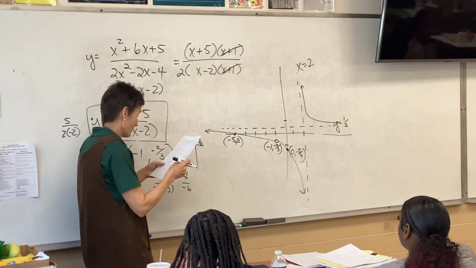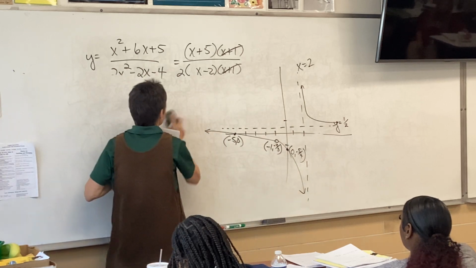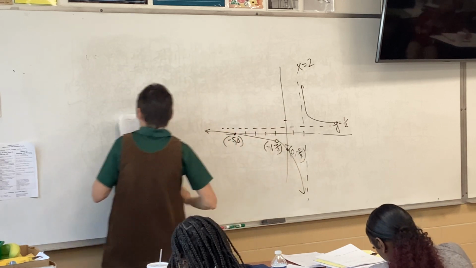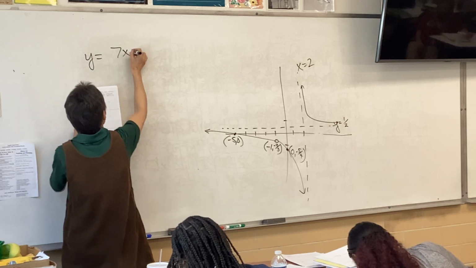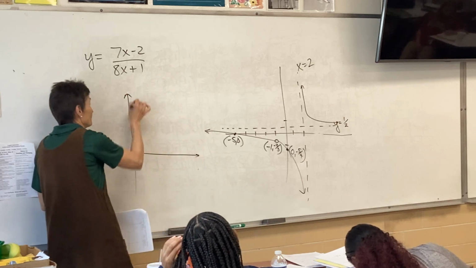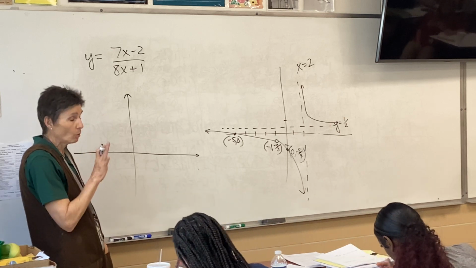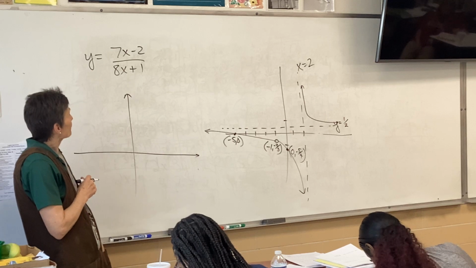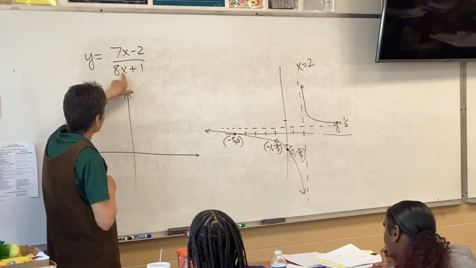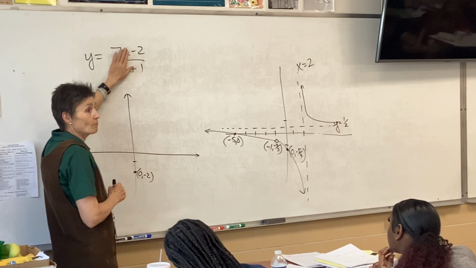Next, here we go. C. What's the good news about problem C? Nothing factors. That means that we're not going to be able to cancel, which means that we aren't going to have any holes. So there's going to be no holes in this picture. So what do I have? I have no holes. What do I have? Intercepts. If I let x be 0, if I put zeros in, don't I have -2 for my y-intercept?